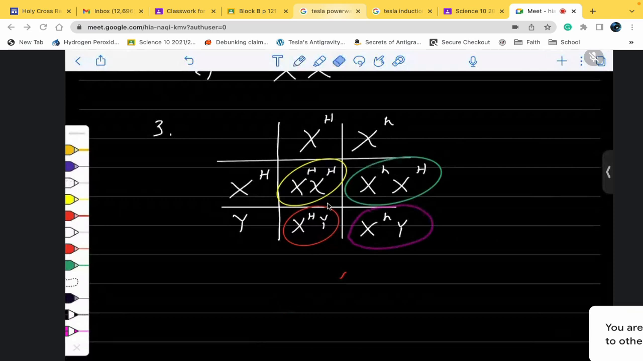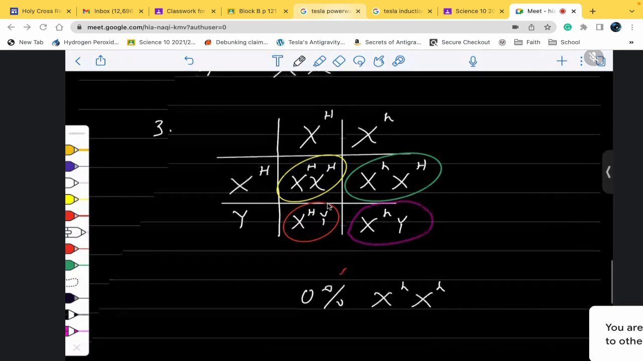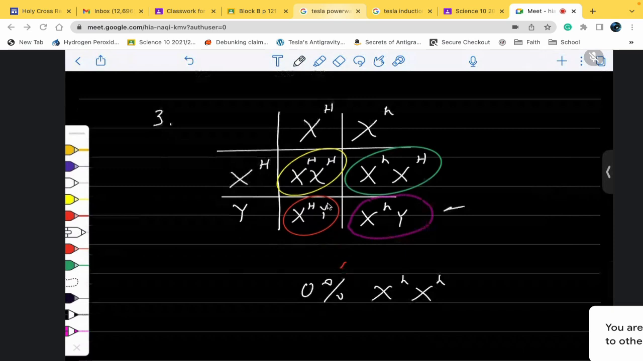I'll write these all down in a second, but I wanted to highlight this. 0% X little h, X little h. There's no baby girls that are hemophiliacs with this combination. One possible male that's hemophiliac.